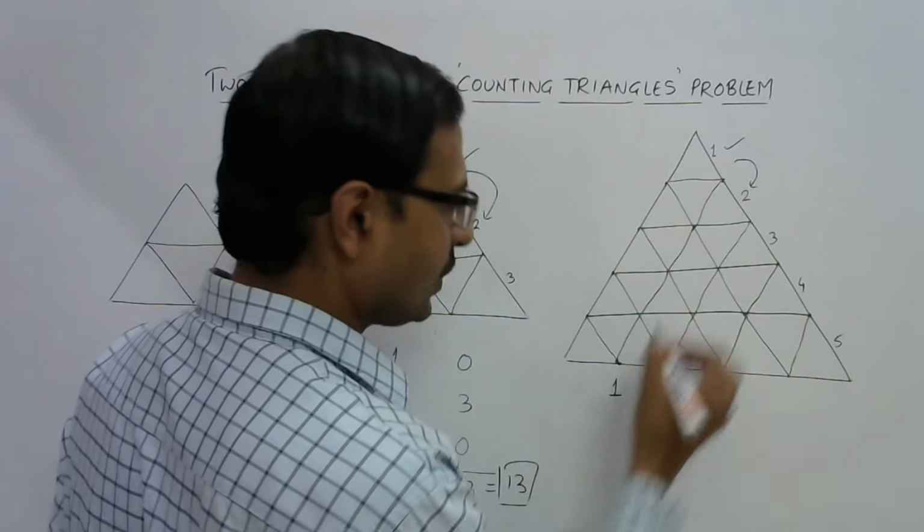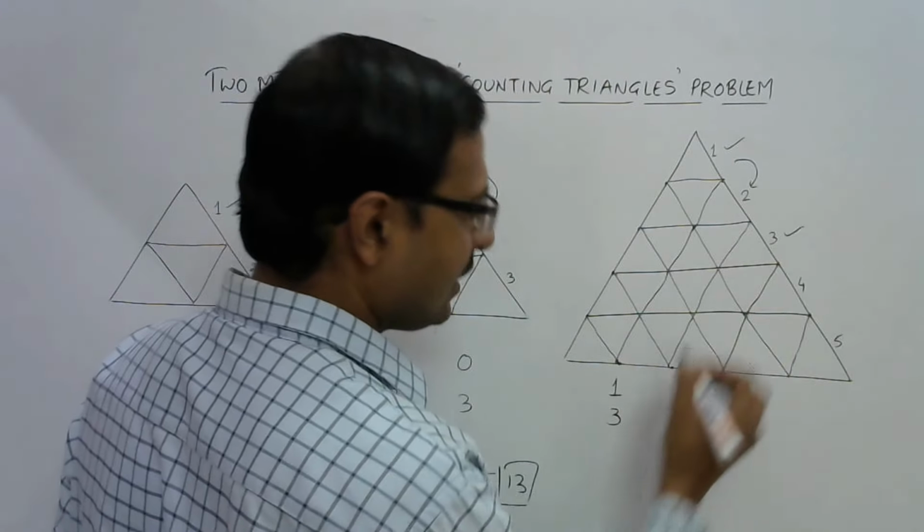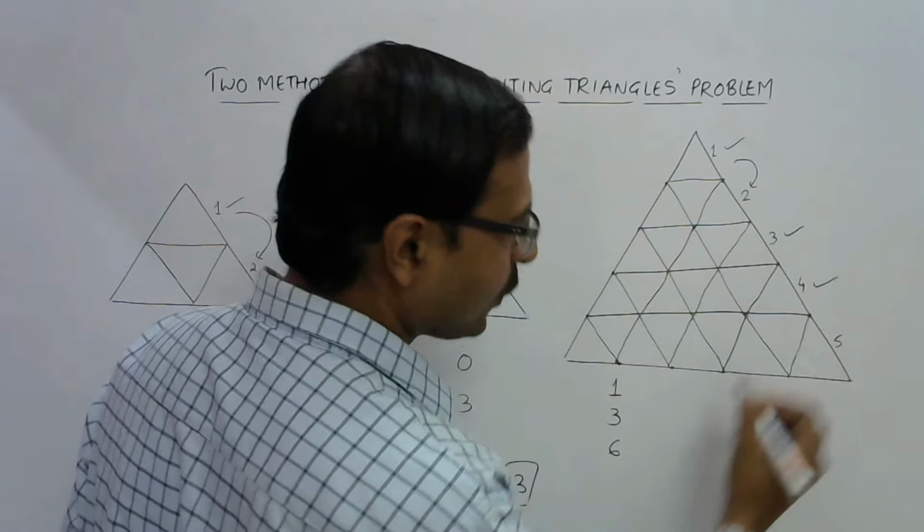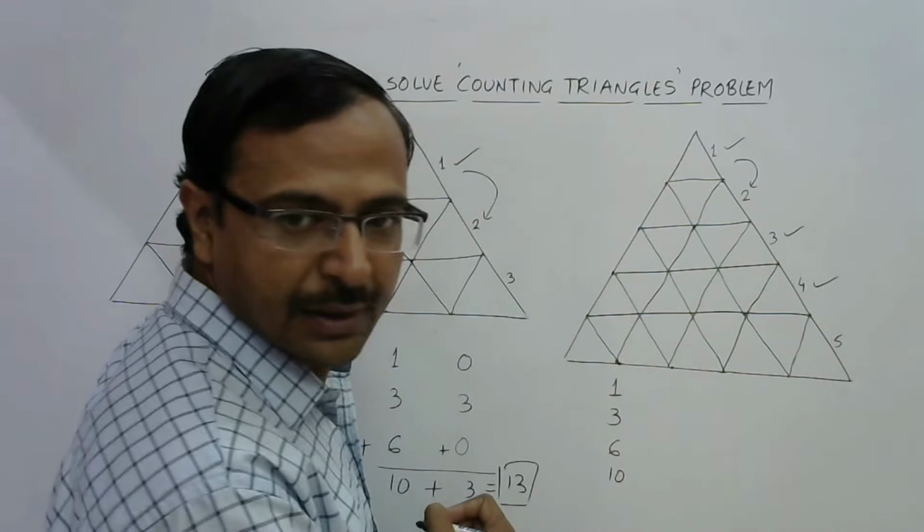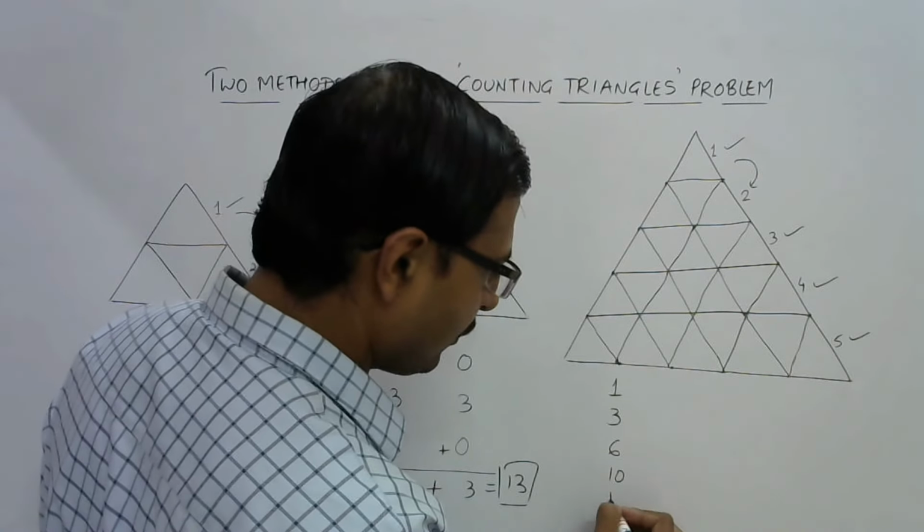Now 1 plus 2 gives you 3. 3 plus 3 gives you 6. 6 plus 4 gives you 10. And then 10 plus 5 gives you 15.